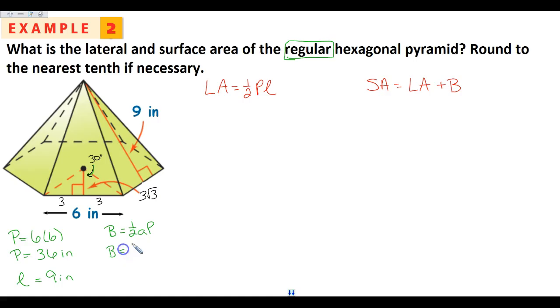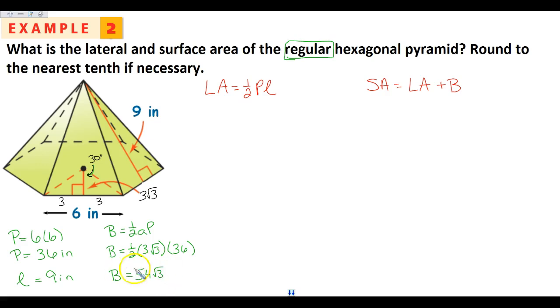For my area of my base is 1/2. My apothem is 3 times the square root of 3. And the perimeter of my base is 36. So I'm going to do 1/2 times 3 times 36. And I'm going to get that the area of my base is 54 times the square root of 3.